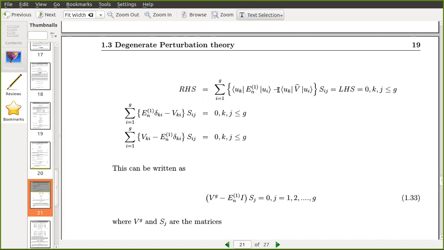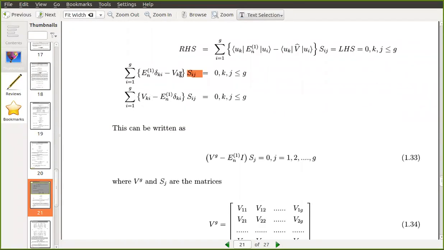Okay, and this one you can write as the correction or the perturbation elements in the unperturbed basis u_k, u_i. So you can write it as V_ki, so V_ki into S_ij, and S_ij is already there, equal to 0. So this you can write as, you take the minus sign, multiply with the minus sign on both sides. So this becomes sum over i of (V_ki minus E_n^(1) delta_ki) S_ij equal to minus 0. So minus disappears, you can reverse.